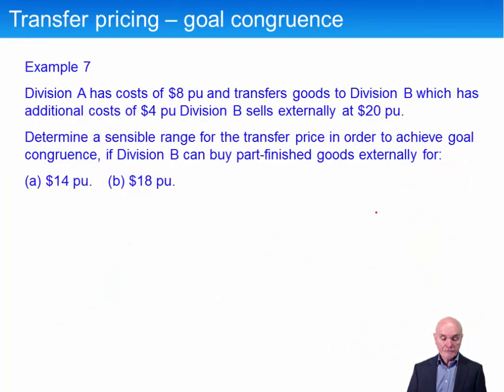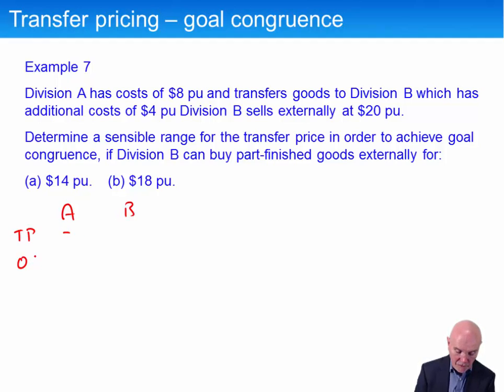Example 7. This is where B has a bit of a choice now as to what to do. So we'll set it out as before. So A, B, with the transfer price, nothing there. We have our own costs in here. So division A, so this has changed slightly, these figures, has got 8 per unit. B has got additional costs of 4 per unit.